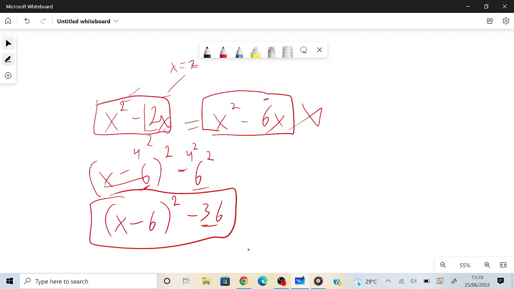This would be 2 squared minus 12 into 2, this would be minus 20. And when x is 2 over here, you should get the same thing. So let's do this again. 2 minus 6 squared minus 36, and I'm getting minus 20 as well.